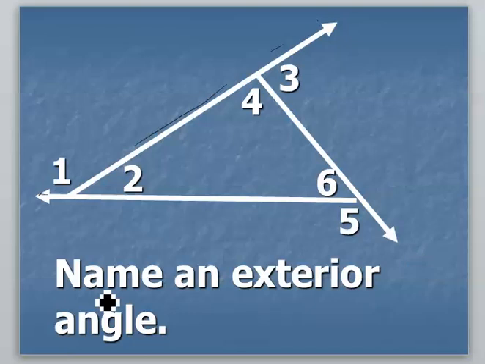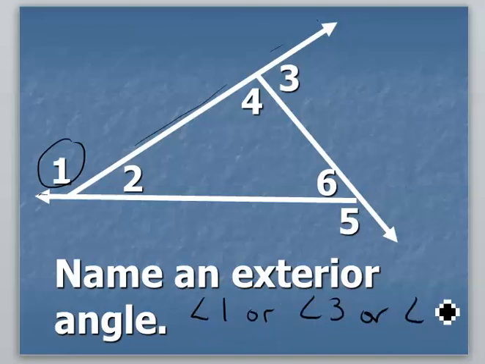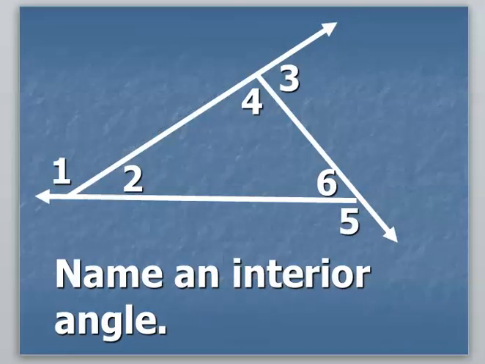So this one says name an exterior angle. Exterior angles are these that are outside. So you could use angle 1 or angle 3 or angle 5. Same picture. This one says name an interior angle. Interior angles are the ones that are inside of the triangle. So I could use angle 2, or angle 4, or angle 6.